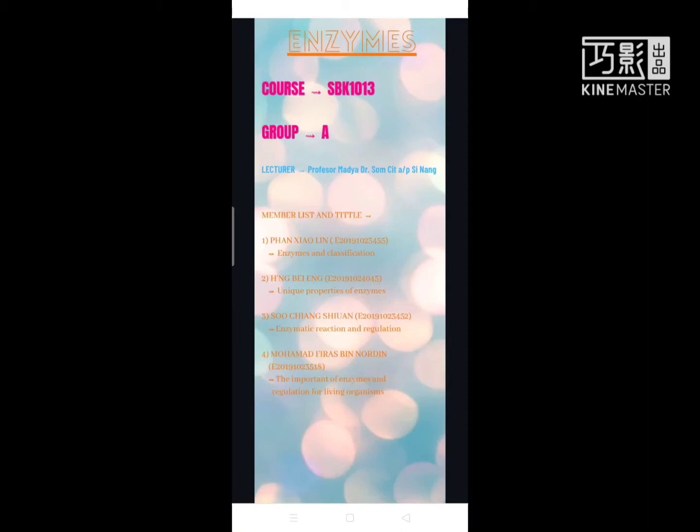Today our group is going to present the infographic about enzymes. We are from SPK 1013 Group A. Today we will further explain enzymes and classifications, unique properties of enzymes, enzymatic reaction and regulations, the importance of enzymes and regulations for living organisms. So, here we go.